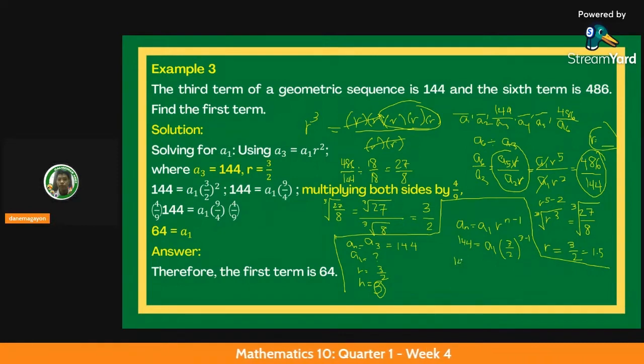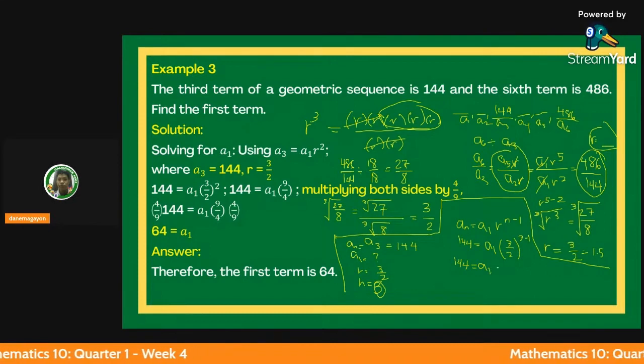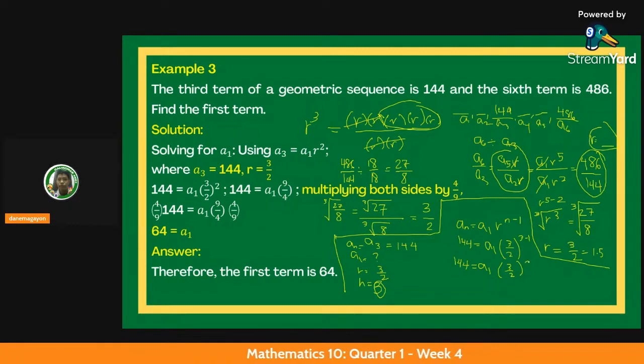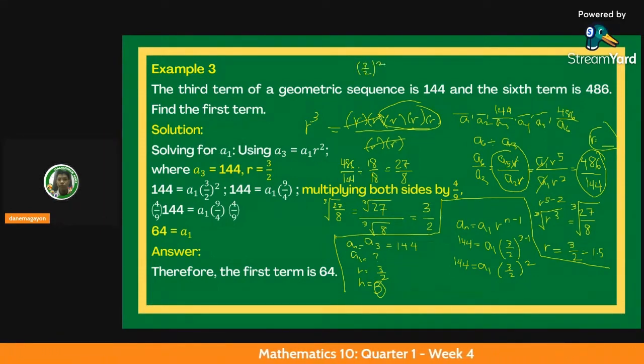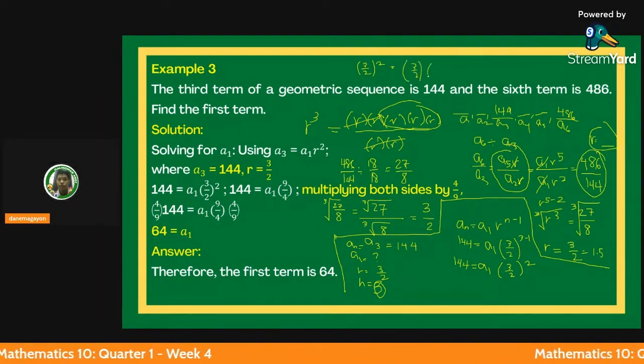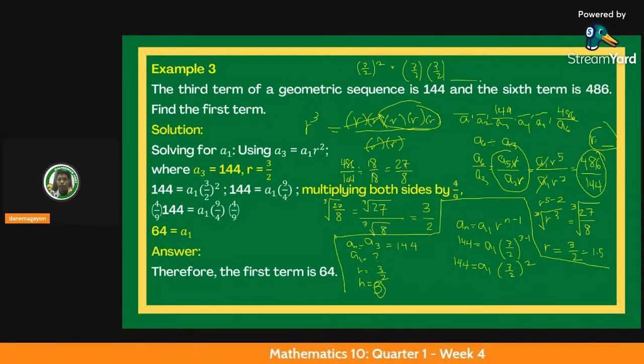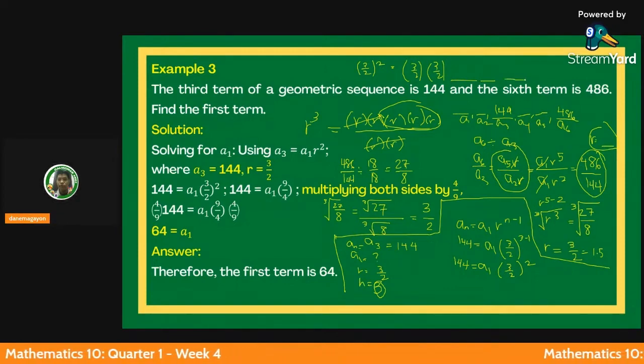So, we have 144 equals A sub 1. We have 3 halves, then raised to 2. Diba? When you say 3 halves squared or 3 halves raised to 2, di ba ganito lang yung sura na? We have 3 halves raised to 2. It means we have 3 halves times 3 halves. Dalawa lang yung gagamitin mo. Whereas, kung 6 term yung ginamit mo, maglalagay ka pa dito ng tatlong 3 halves to simplify this.